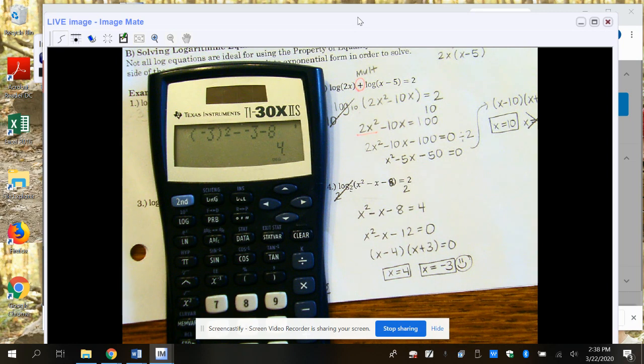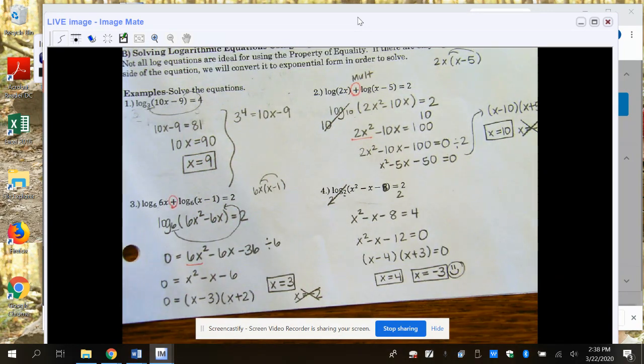So now this particular equation has two solutions. It's either 4 or negative 3. So that's why you have to be really careful that you're always checking your answer and not just assuming that because it's negative it won't work.